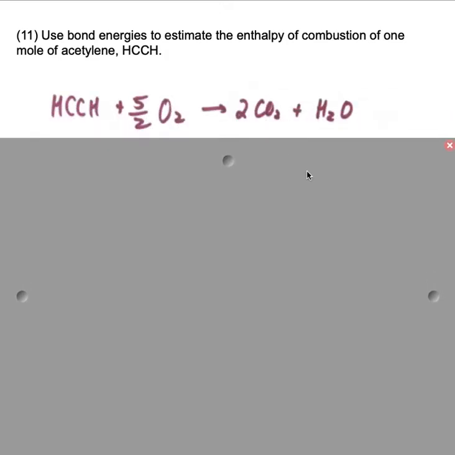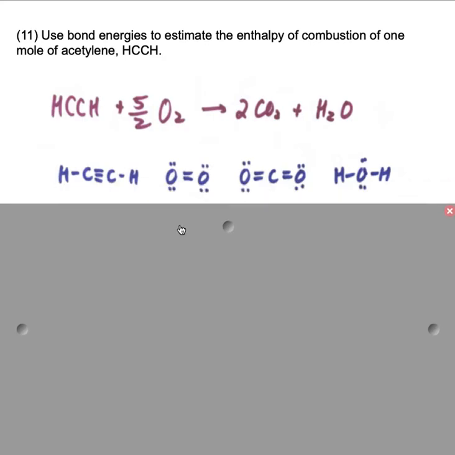Here's another example. Use the bond energies to estimate the enthalpy of combustion of 1 mole of acetylene. I'll write and balance the equation. 1 mole of acetylene will form 2 moles of carbon dioxide and 1 mole of water. That gives me 5 oxygen atoms on the product side. So to get 5 oxygen atoms on the reactant side, I will need 5 halves O2. And it's perfectly fine to use fractional coefficients.